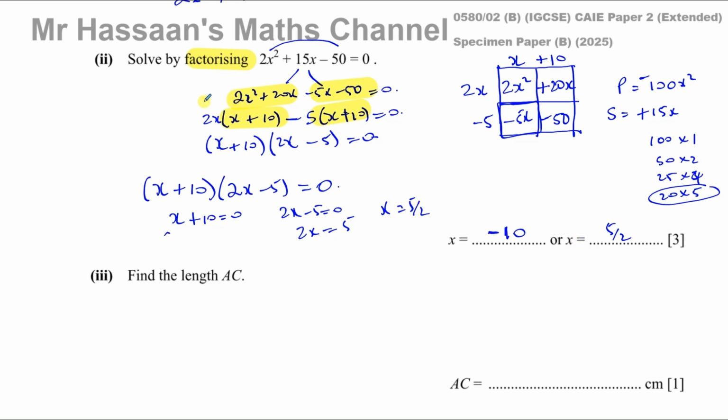In this part of the question, we're only asked to solve the equation by factorizing. This question is out of context from the rest of the question. It's telling us to find the two solutions when you factorize this equation. Part 3 is now back into the context of the question.